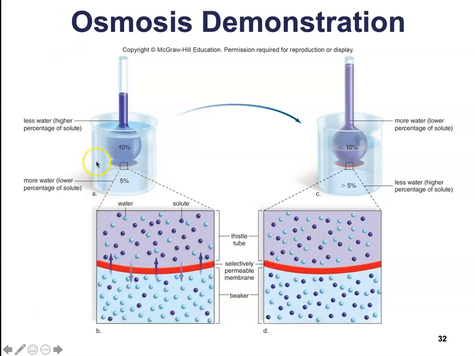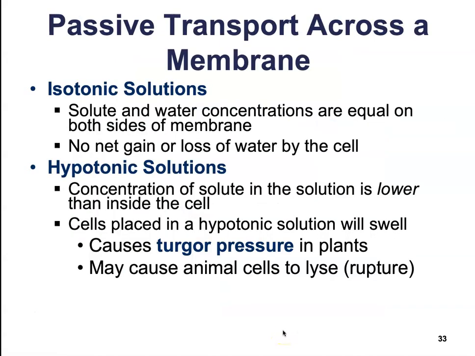So water will move from the beaker into this flask here, if it's following its concentration gradient. And that's what this is showing you here. You basically end up with more water in here because it's following its concentration gradient. And again, because this is a selectively permeable membrane, only water can cross, not the solute. So if it's trying to reach equilibrium, water will move until that equilibrium is reached.